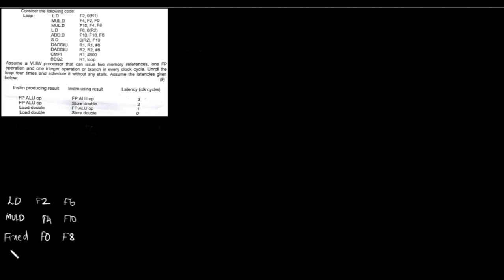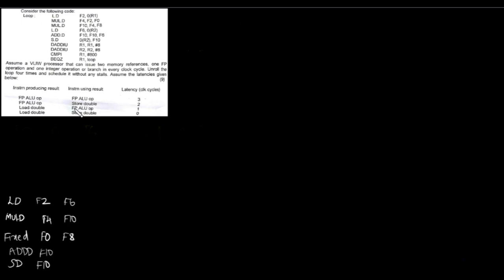Now we have an add instruction, add D, which is writing into F10, and it's getting its value from F10, which is already loaded, and F6, which is already loaded, so we don't have any fixed values here. And then our store instruction is storing the F10 value. For store only, I'm going to note the source operand. For the rest, I will note the destination operand. So for easy purpose we will write it here.